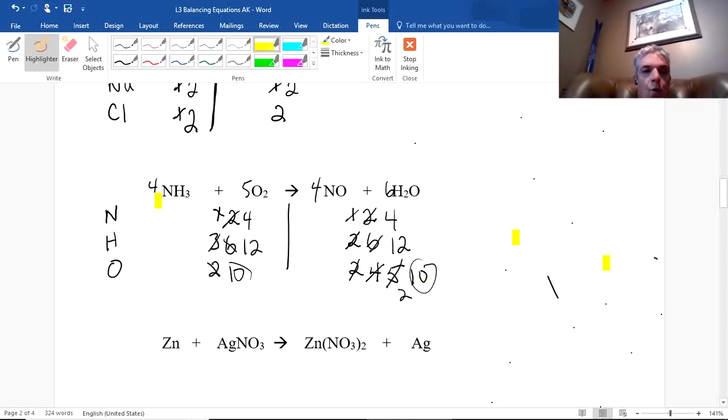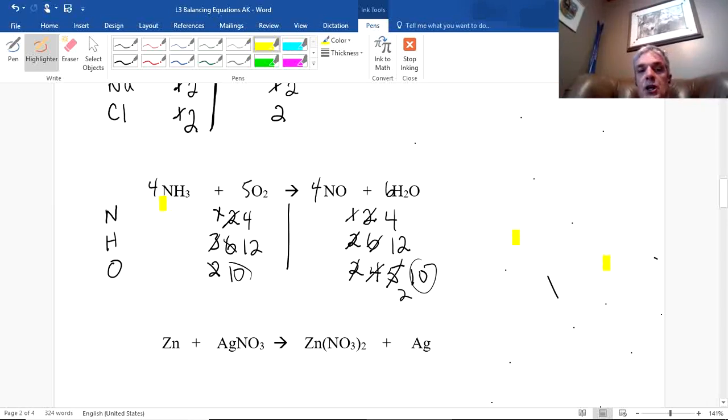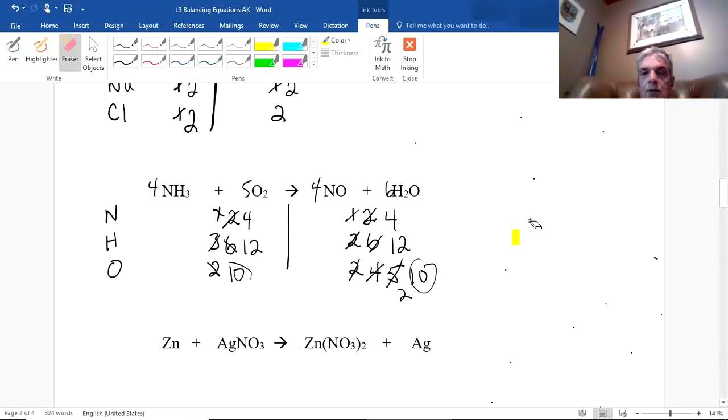So I'm going to have 4 NH3s, going to go with 5 oxygens to make 4 NOs and 6 H2Os. And I'm all good, okay? And if I wanted to, I could use proper terminology. 4 nitrogen trihydrides plus 5 oxygen molecules plus 4 nitrogen monoxide and 6 dihydrogen oxide. Okay, if I wanted to use the proper language, but sometimes it gets confusing for students when I do that, so just keeping it simple works.